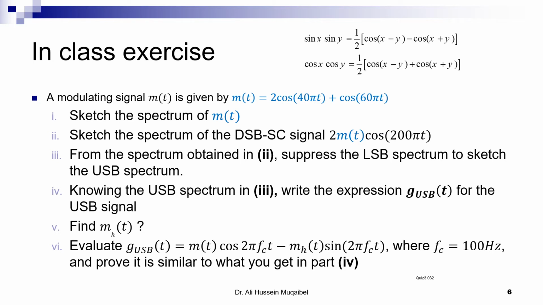Now, here is an exercise. It says a modulated message M of t is given by the following. Sketch the spectrum of M of t. Sketch the spectrum of the double sideband suppressed carrier signal. From the spectrum, obtain and suppress the lower sideband, and then write the expression for the upper sideband. We're going to do this using selective filtering. This is selective filtering.